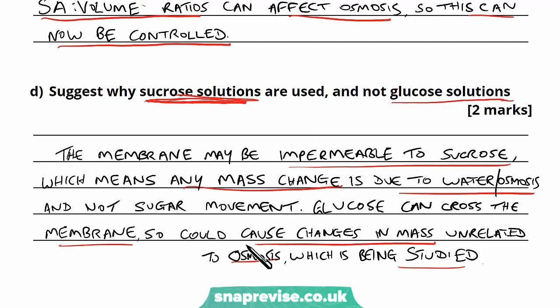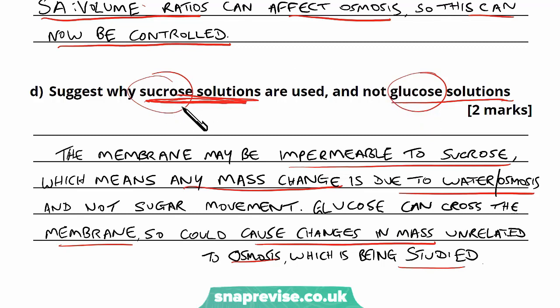This is a sort of control. We don't want to alter the temperature in this experiment because we're not looking at how temperature affects the movement, we're looking at how sucrose concentration affects it. So in the same way, we don't want to know how glucose movement would affect the masses, we want to look at purely water. So we have to use something that can't move between the potato and the solution. So sucrose is a better option than glucose.